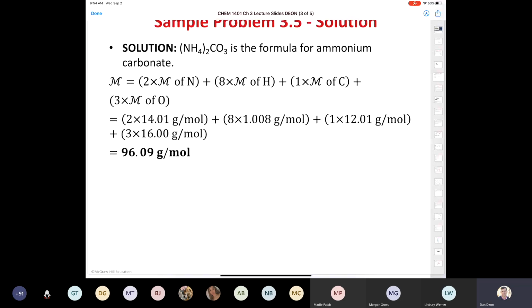Of ammonium carbonate, which is 96.09 grams per mole. So now if we want to figure out the number of formula units, let's go back to our question here. It says we're starting with 41.6 grams of ammonium carbonate. All right, so let's write down what we have. We've got 41.6 grams of ammonium carbonate, okay?